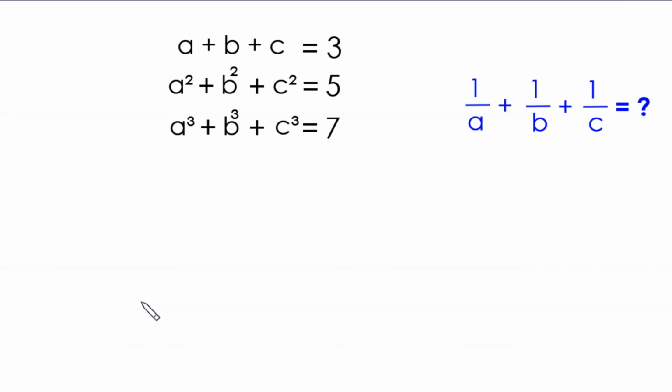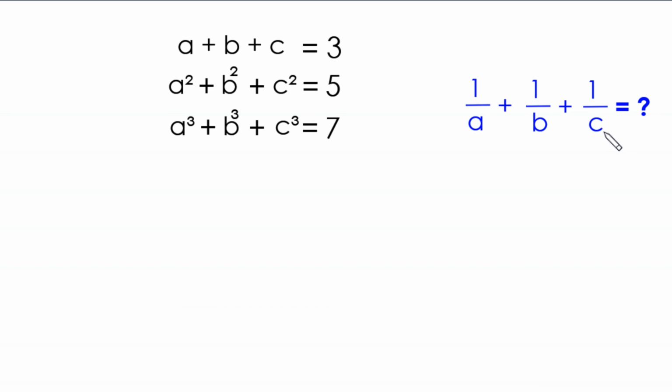Hello everyone, welcome to how to solve this very nice system of equations. a plus b plus c equal to 3, a squared plus b squared plus c squared equal to 5, and a cubed plus b cubed plus c cubed equal to 7. Our job is to find all possible values of 1 over a plus 1 over b plus 1 over c.